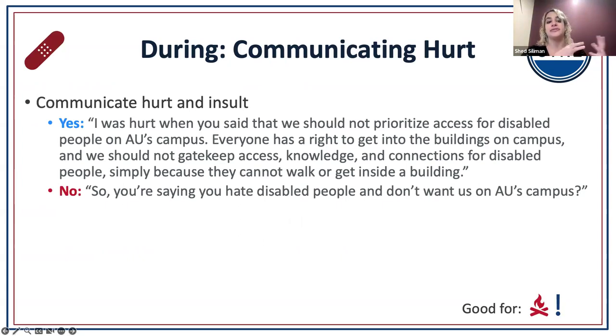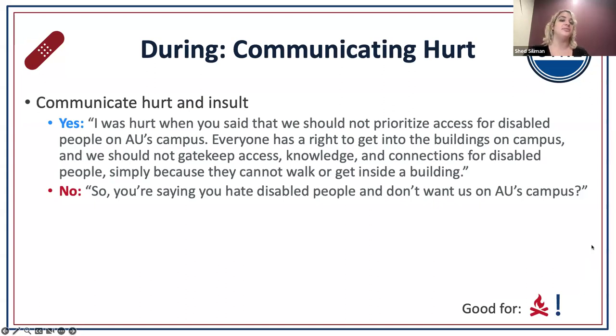And then this is a more escalated strategy that you might have to use if other strategies don't work first, or if this is a pattern, and that's communicating hurt and insult. And to be very clear and honest about it, so we want to avoid, you know, no, you're saying you hate disabled people and don't want us on campus, right? The yes statement, what we want to do to communicate hurt and insult would be to say something like, I was hurt when you said that we should not prioritize access for disabled people on AU's campus. Everyone has a right to get into the buildings on campus, and we should not gatekeep access, knowledge, and connections for disabled people simply because they cannot walk or get inside a building.